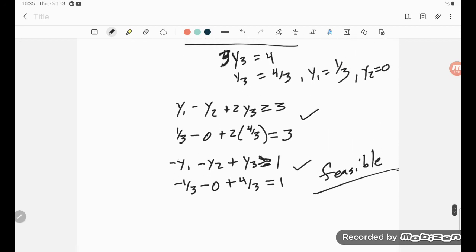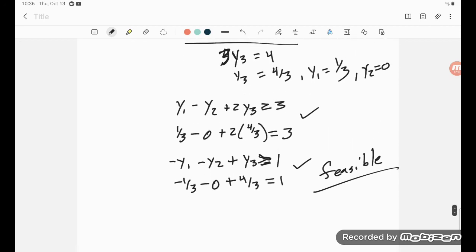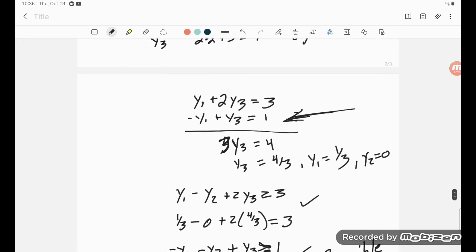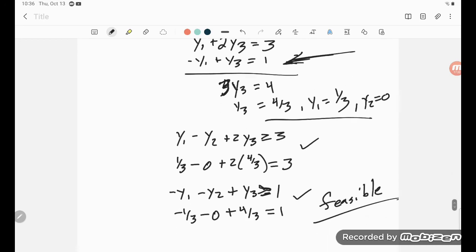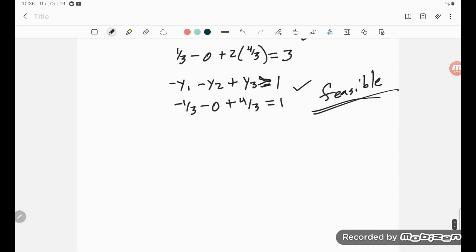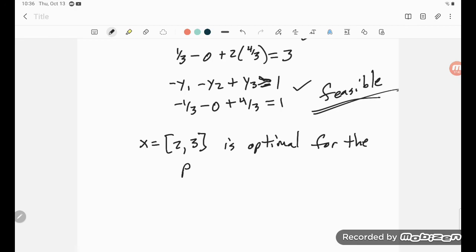Okay, so that means since our complementary slackness conditions were able to hold and keep things feasible, then that means that x equal to 3 is optimal for the primal problem. Okay. And that is this idea of using complementary slackness conditions to check optimality.